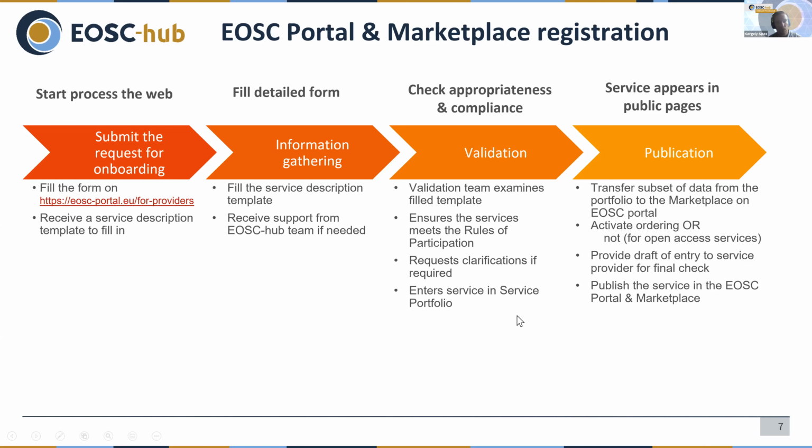This portfolio, this database, is used by the online service, the marketplace and the portal to render information about your service and to display it on the web. Depending on the access mode you choose for your service, they may activate the ordering feature in the marketplace. If your service is a fully open access service that doesn't need a user to request access, then it can simply be added to the marketplace without the ordering feature. And once this is available, they will send it back to you for a final checking. And once you confirm that it's correctly displayed, then they will publish it in the live system.